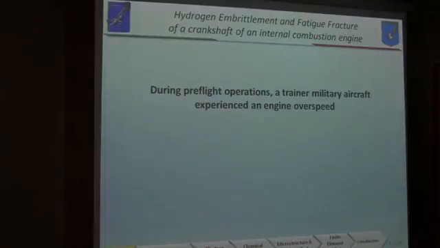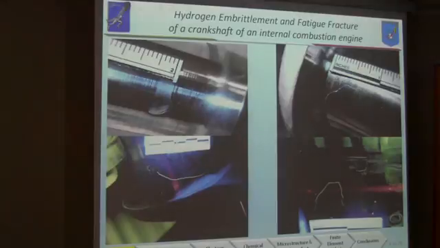During pre-flight operation, a trainer military aircraft experienced an engine overspeed. In the aftermath, maintenance personnel performed the required operations, among which some non-destructive testing inspection of the engine crankshaft. In particular, magnetic particle and liquid penetrant tests found two cracks, both more than about 45 mm long, and both located on the main bearing journal of the crankshaft, with one starting from a lubrication hole and a little bit longer than the second one.